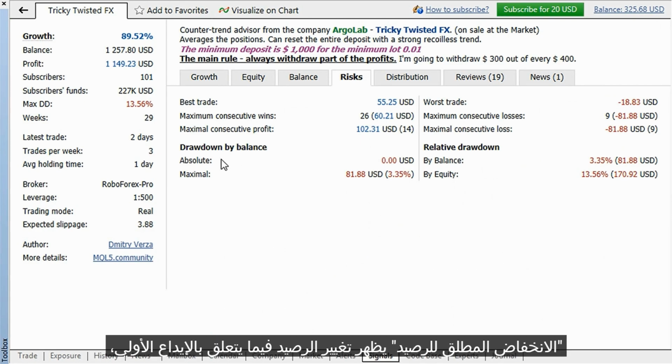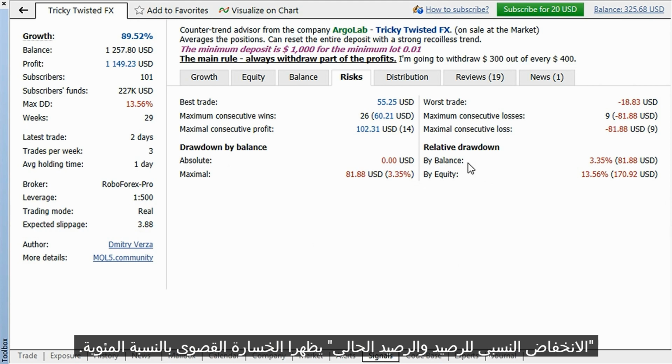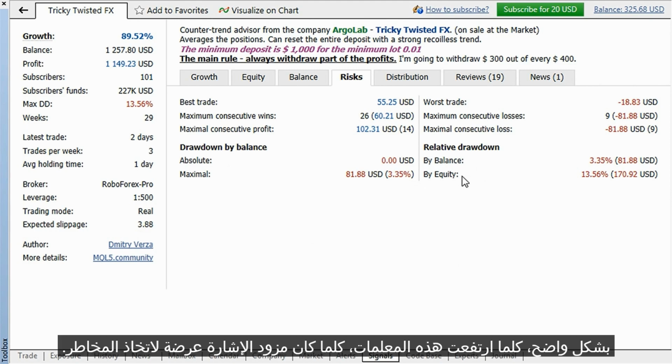Absolute drawdown by balance shows balance change in relation to the initial deposit, while maximal one indicates maximal drop of the balance. Relative drawdown by balance and equity shows maximal loss in percent. Clearly, the higher these parameters are, the more the signal provider is prone to take risk.